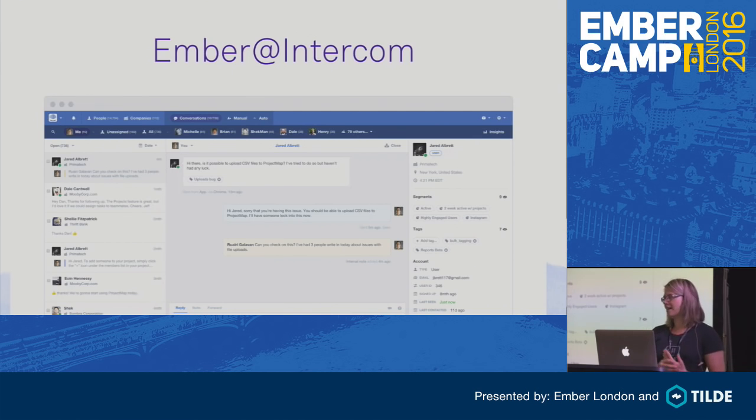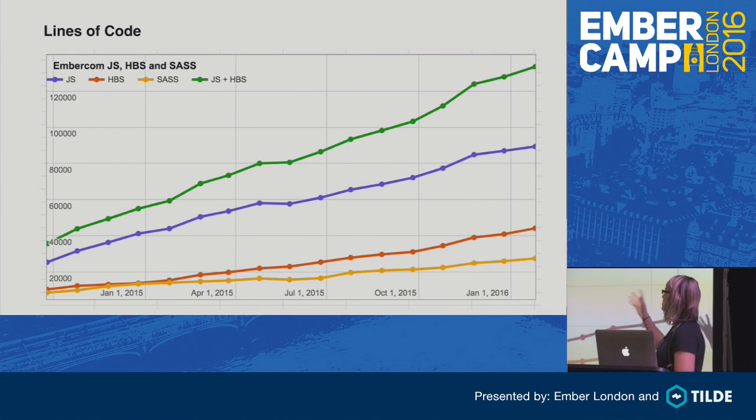So EmberCamp is a customer communication platform, and it's actually quite a large Ember application. And this graph shows relatively well how our production code grew in the last 2 years alone. The blue lines are the lines of JavaScript, red the lines of Handlebars, and green JavaScript and Handlebars, and it goes up and up and up.